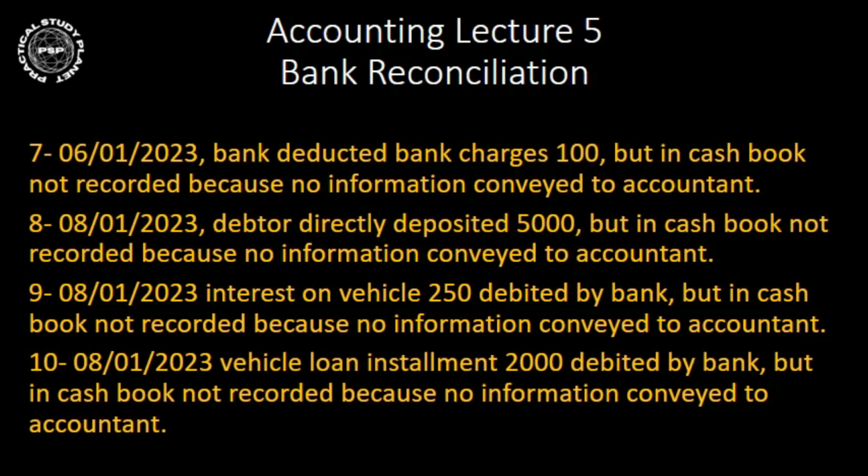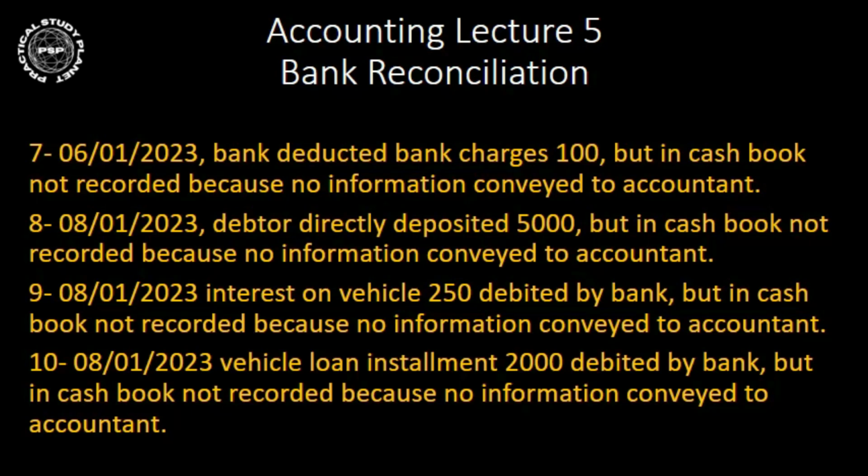The 8th discrepancy, on 8th Jan: the debtor directly deposited 5000 but in the cash book it is not recorded because no information was conveyed to the accountant. 9th discrepancy, 8th Jan: interest on vehicle loan 250 debited by bank but in the cash book not recorded because no information was conveyed to the accountant. This kind of information only accountants see while receiving the statement.